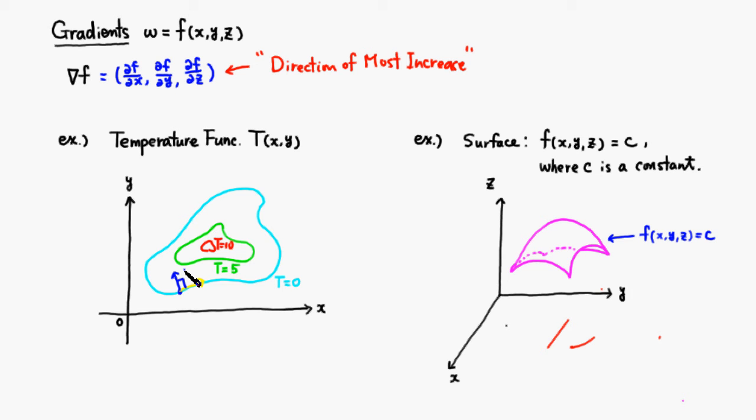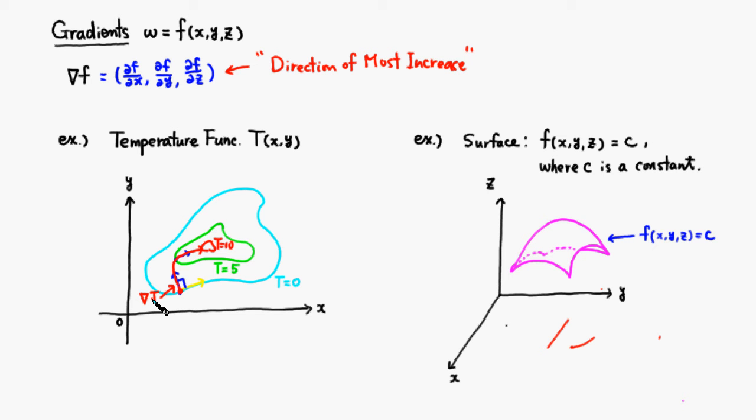In the same way, if you are at this point, probably the direction you want to head toward would be that direction, right? So if you want to take a path starting from here, what you want to do is move along this direction and here, and try to get hotter and hotter. This direction is given by the gradient. So if you find the gradient of this temperature function, that's the direction we get from the gradient.